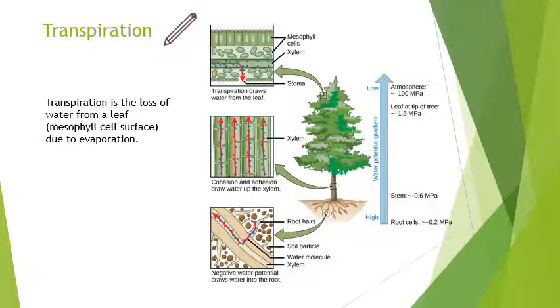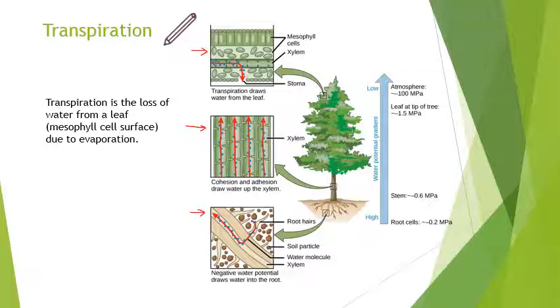Here's your definition with a little pencil symbol so that you can copy it down. Transpiration is the loss of water from a leaf, in particular from the surface of mesophyll cells, due to evaporation. On the right hand side I've shown you pictures again of how the water moves through the plant. In the bottom picture it enters the root, in the middle picture it is moved up through the xylem, and in the top picture it enters the leaves. And the arrow on the right hand side next to the tree shows you how the water potential varies throughout all of these places.